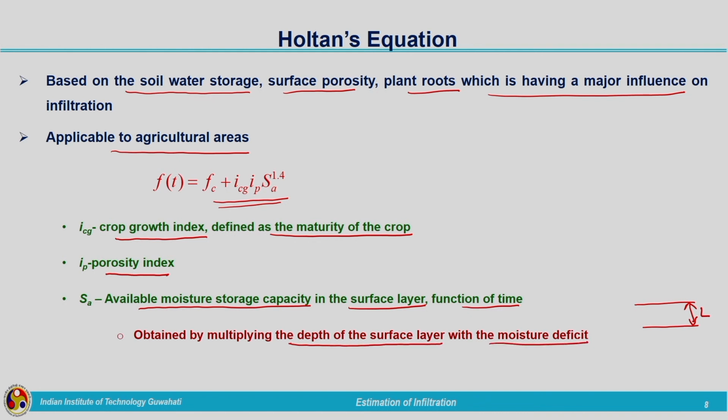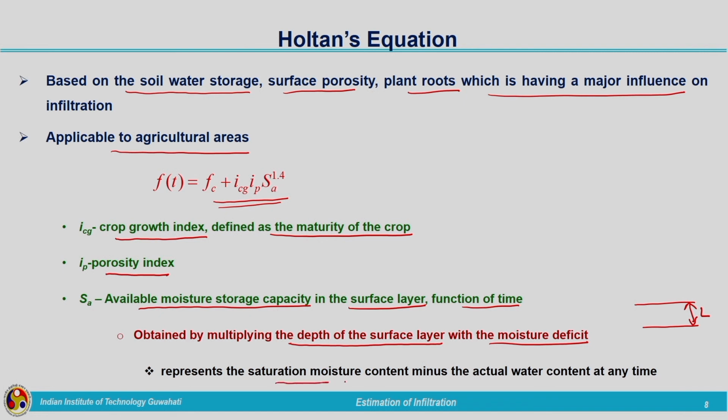Now, what is meant by this moisture deficit? Moisture deficit is nothing but the difference between the saturation moisture content and the actual moisture content at any time. Maximum how much it can go? Theta can go up to eta. That is the saturation moisture content. But always it will not be at the maximum level. The soil will be at the initial moisture content. So, soil moisture deficit is delta theta, that is equal to eta minus theta I. Theta I is nothing but the initial soil moisture.